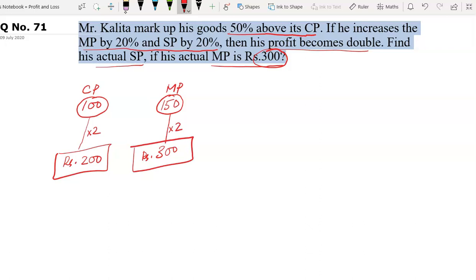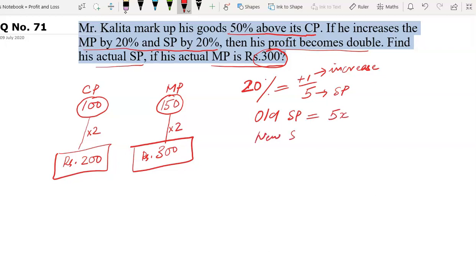Now if he increases the mark price by 20% and selling price by 20%, then his profit becomes double. Now it's increased by how much? 20%. 20% in fraction, we know it's 1 by 5, and there is an increase. So our old SP is 5, right? And this is the increase. So our old selling price is 5, let's say it's 5x units.